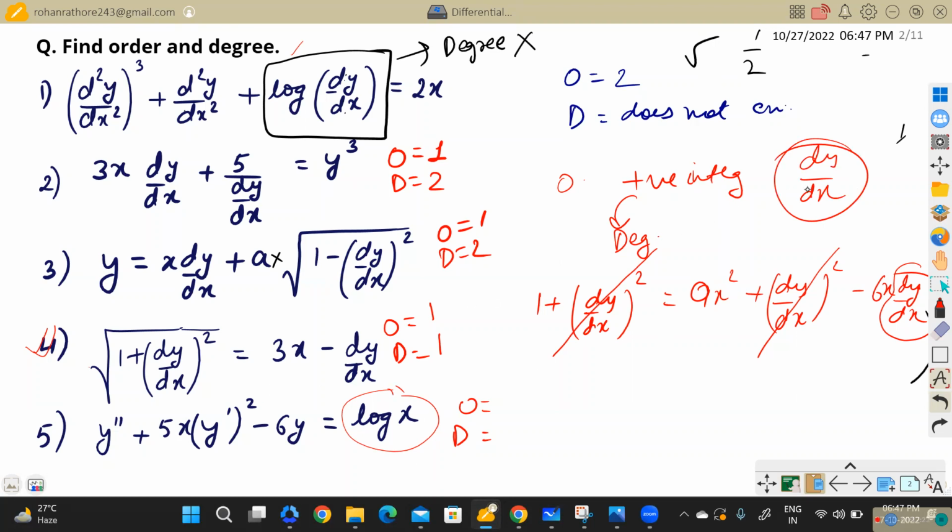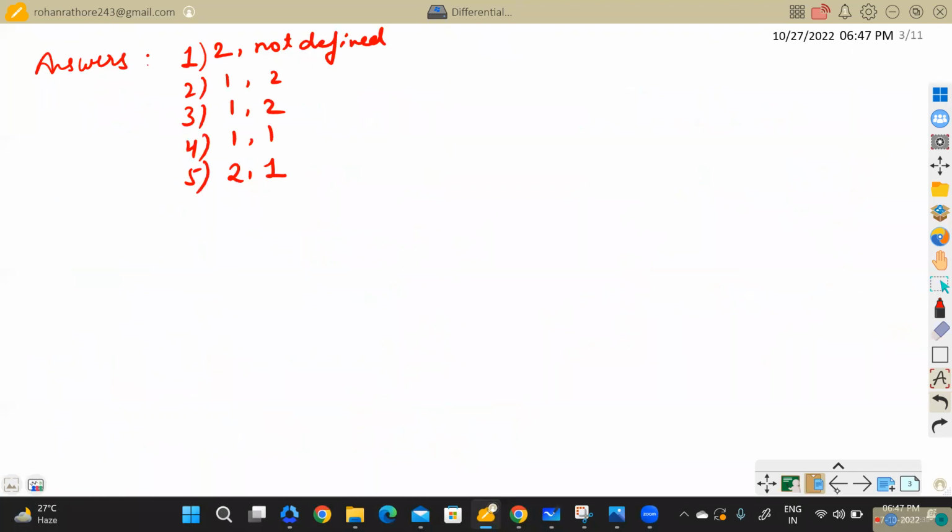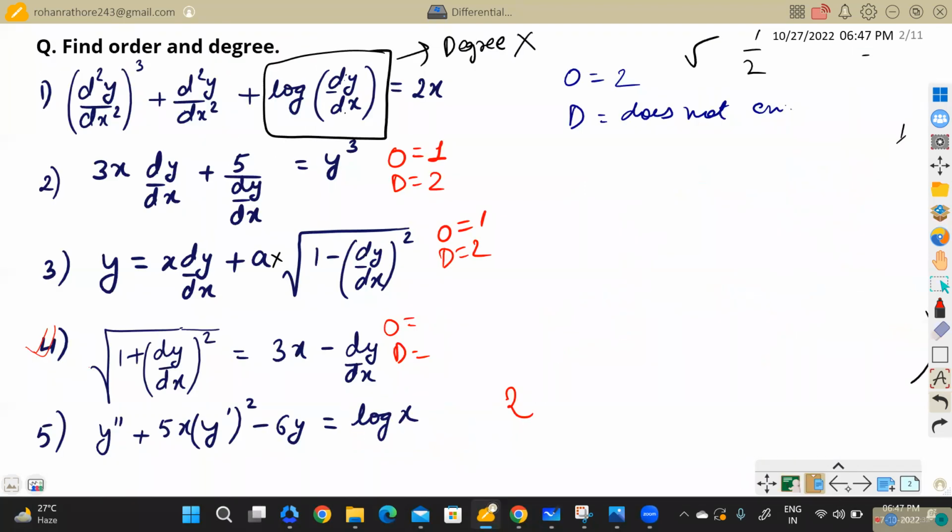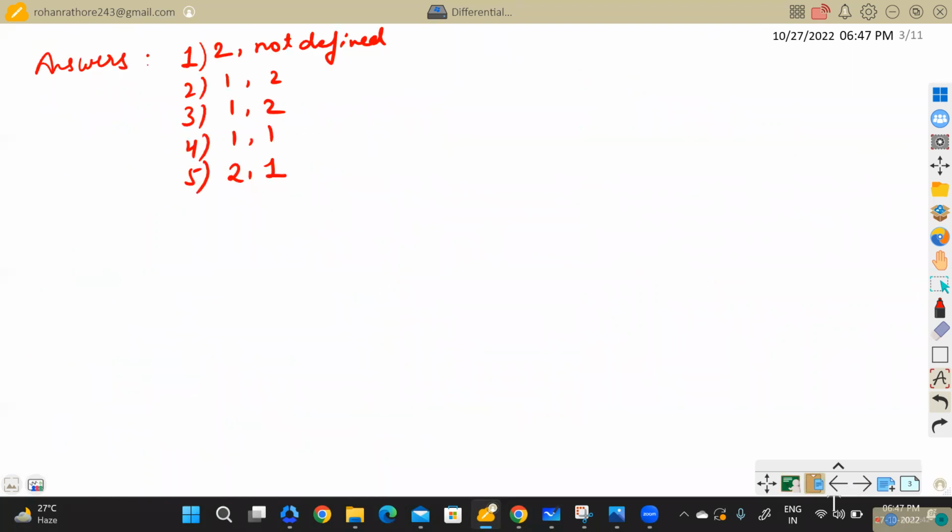We are only going to check dy. So what's the order and degree here? Order is 2 and degree is 1. So I had answers here. Let's see: 2 1, 1 2, 1 2, 1 2 1 2. Okay.